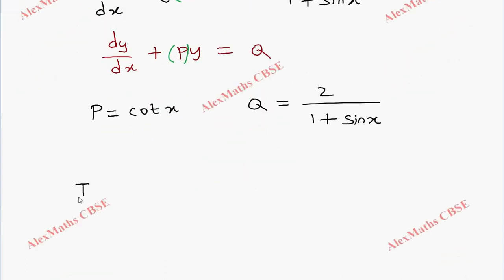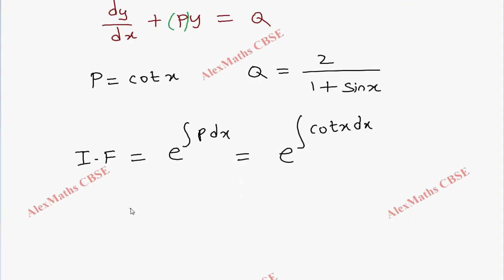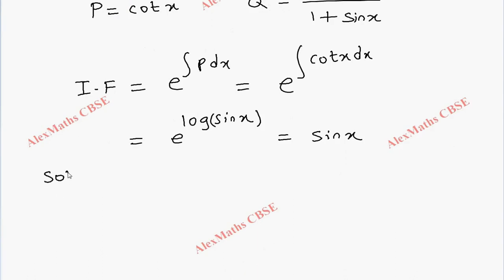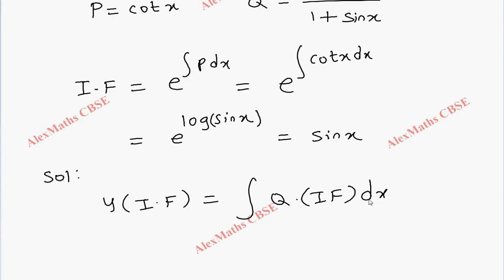Now we have to find integrating factor. The formula is e power integral p dx. So e power integral cot x dx. Integration of cot x direct formula log sin x. So e power log sin x and e power log that will get removed and we are left with only sin x. Now solution for this is y into integrating factor equal to integral q into integrating factor into dx plus c.